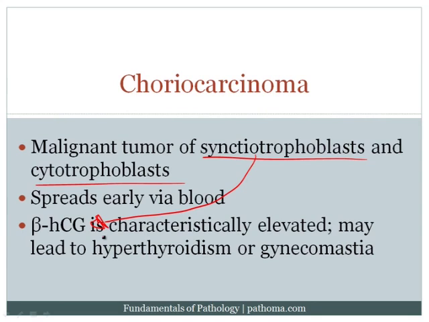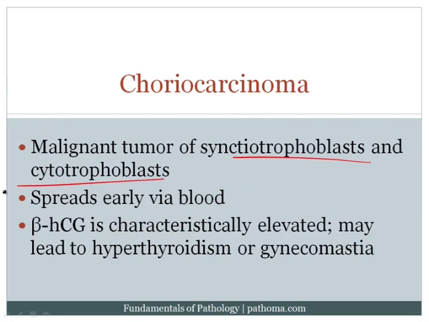However, another important thing to remember is that when you have a high beta-HCG, the alpha subunit of HCG is similar to the alpha subunits of FSH, LH, and TSH. And therefore, patients can present with hyperthyroidism because the HCG can activate the TSH receptor, or gynecomastia because the HCG can activate the FSH and LH receptors. And that's very high yield for the purposes of examinations. Now, this tumor is going to produce syncytiotrophoblasts and cytotrophoblasts, so it mimics placental tissue.